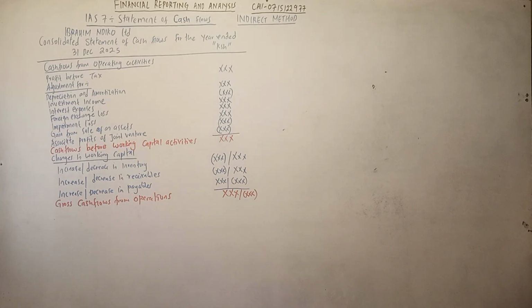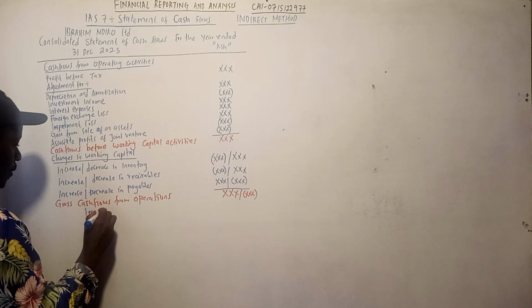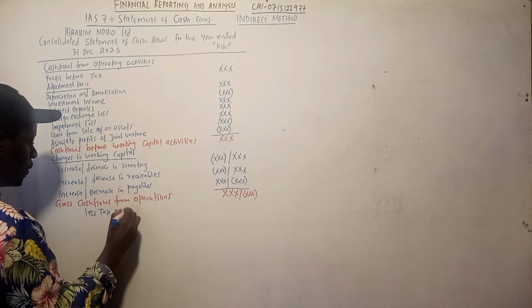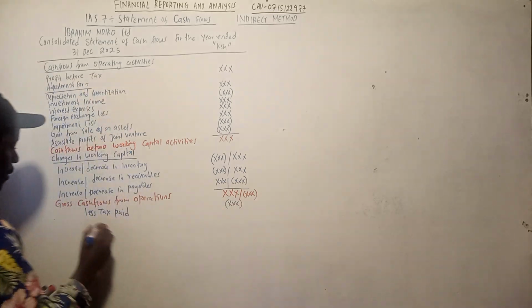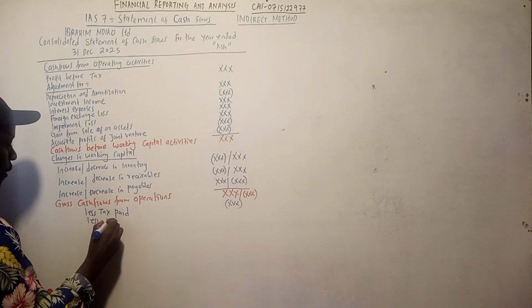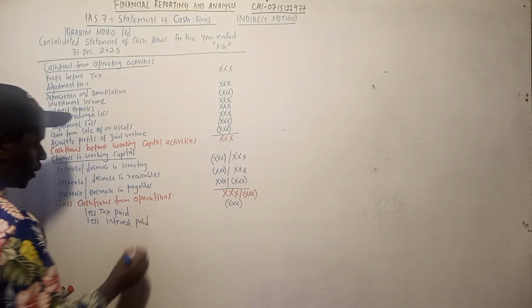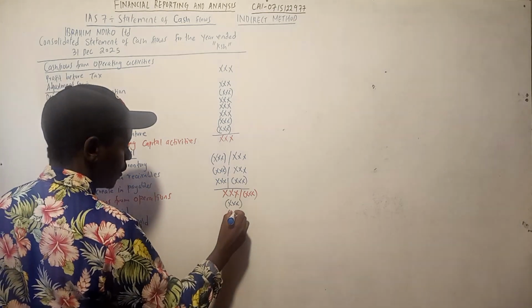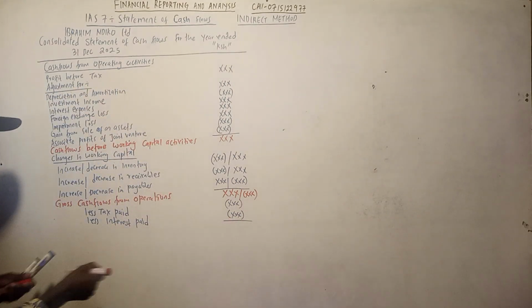Then once we have that one, we can less tax. Income tax paid and interest paid. So we can less tax paid, and then we can less also interest paid. Once we less them, we can get now the net cash flow from operating activity.